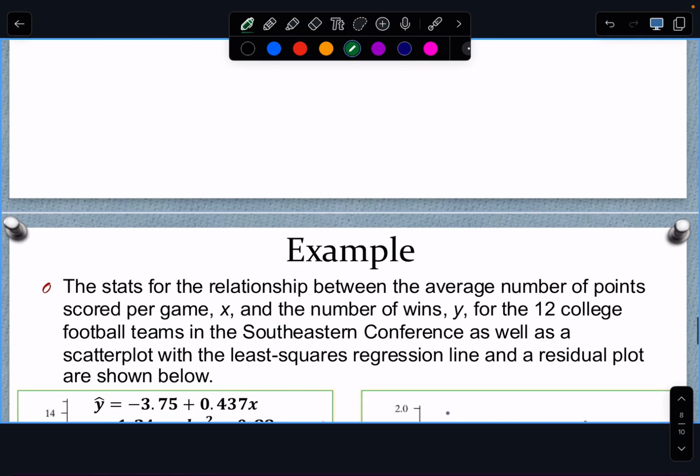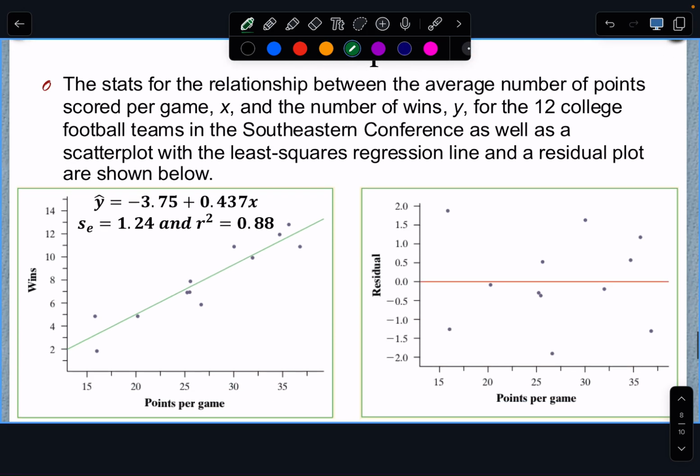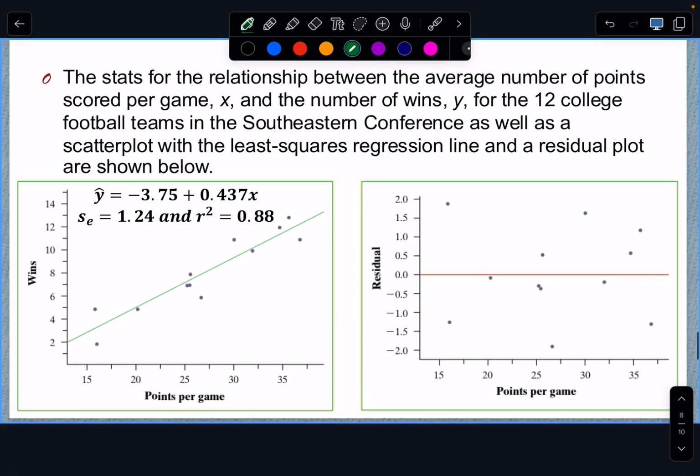So as an example, the stats for the relationship between the average number of points scored per game and the number of wins for the 12 college football teams in the SEC, as well as a scatter plot with the least squares regression line and residual plot, are shown below.